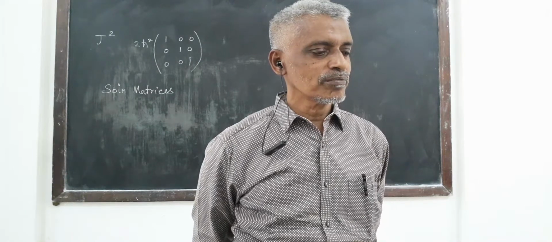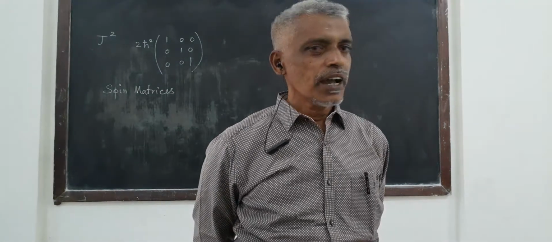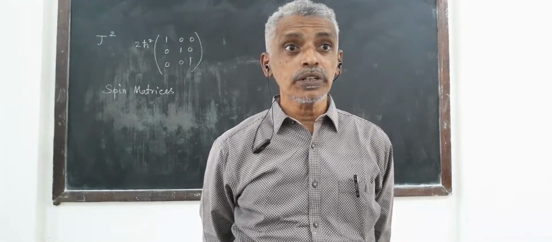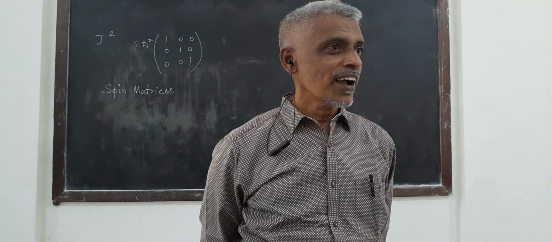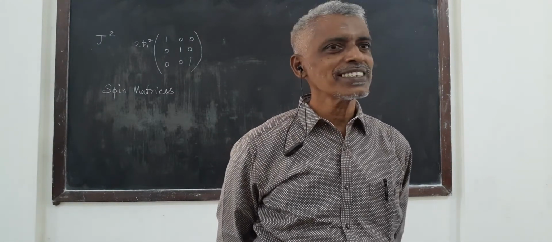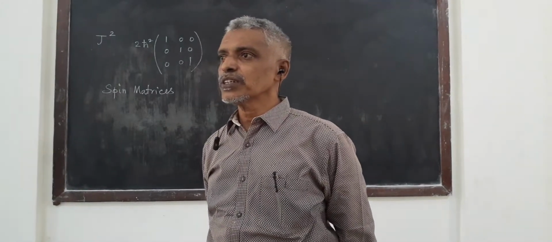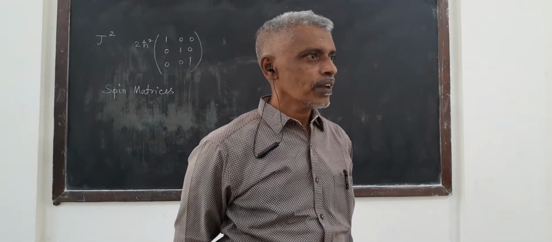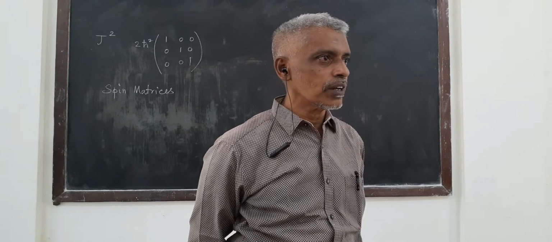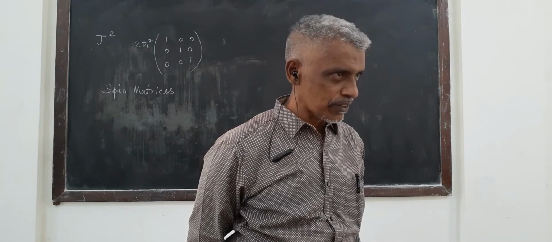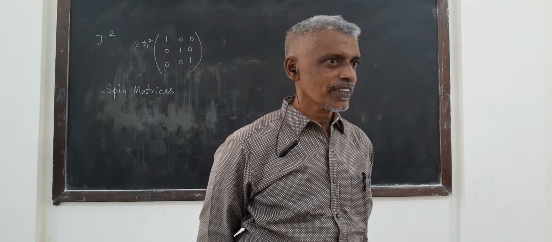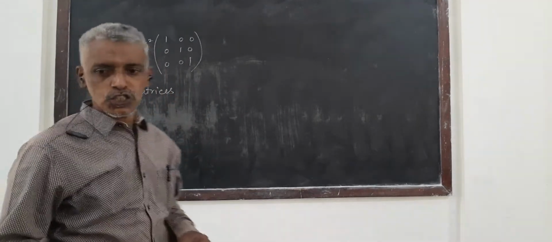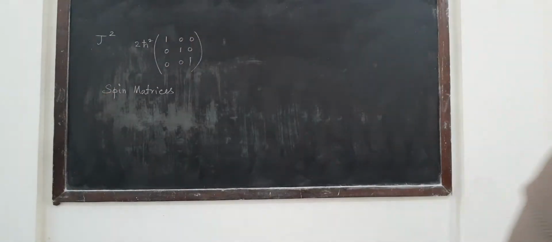Okay. Now, as I said, the first unit is divided into number 1, orbital angular momentum, number 2, matrix representation of quantum mechanical operators, and the third one is addition of angular momentum. Now we are at that stage. Addition of angular momentum.